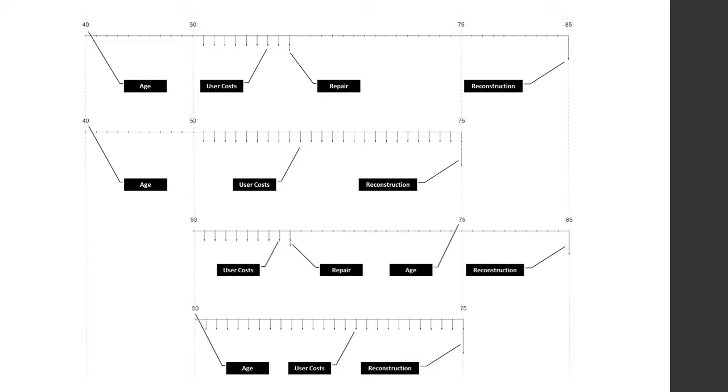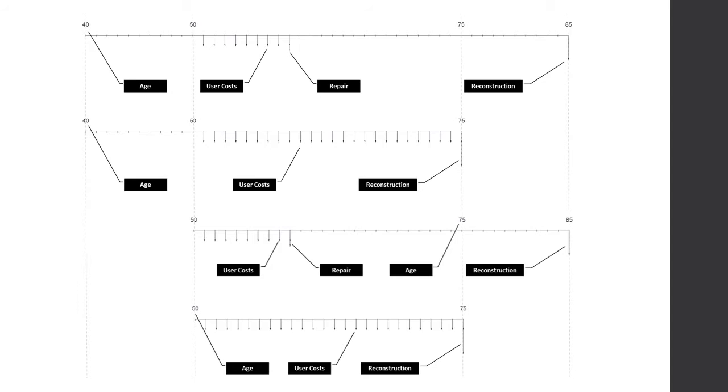The second, shown second from the top, represents an average non-posted bridge at age 40. At around 50 years of age, the bridge requires posting, thereby user costs are incurred due to the required detour. The bridge goes unrepaired for the duration of the service life, ending at 75 years, at which time the bridge is reconstructed.